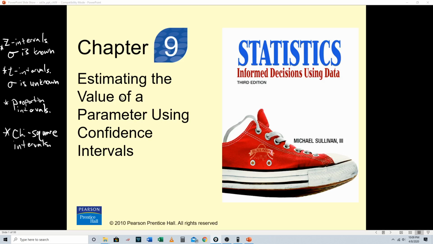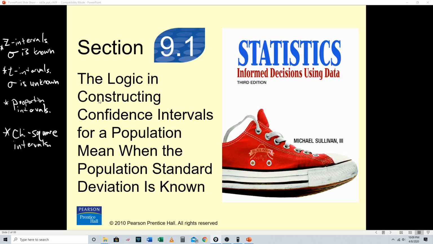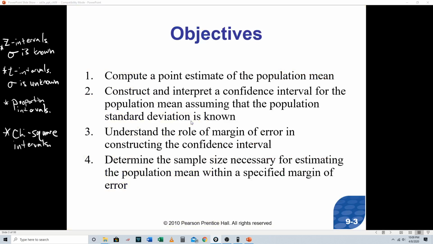I'm going to continue on. So, first section, constructing confidence intervals for a population mean when the population standard deviation is known. So Z intervals first. We're going to compute point estimates. We're going to construct and interpret confidence intervals. We're going to look at the role of margin of error. We may breeze through that. And then we're going to determine the sample size necessary.